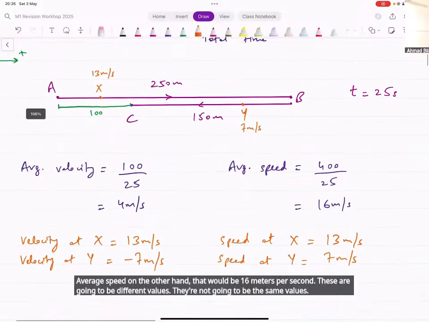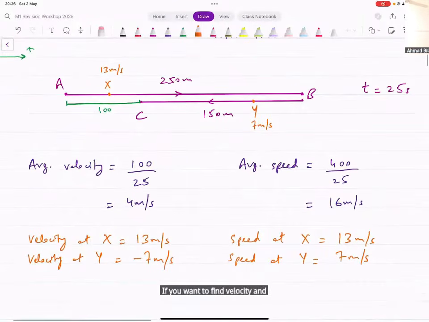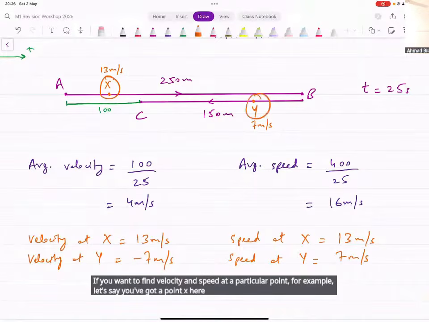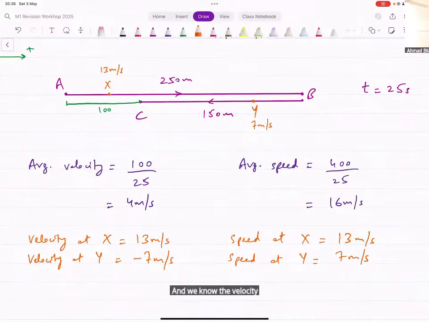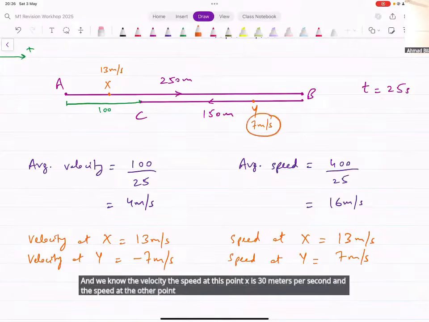If you want to find velocity and speed at a particular point, for example, let's say you've got a point X here, you've got another point Y here, and we know the velocity, the speed at this point X is 30 meters per second, and the speed at the other point Y is 7 meters per second.